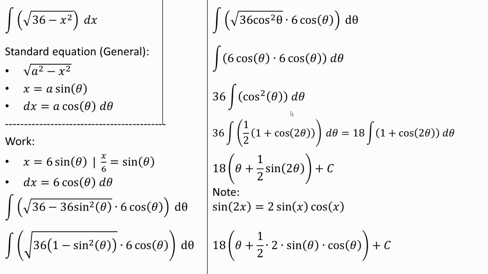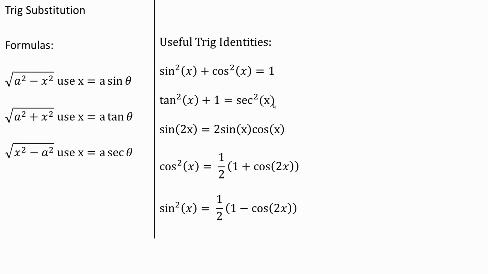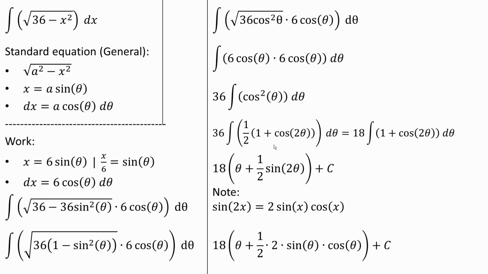And now we need to apply another trig identity. This one maybe you don't remember, and it was this piece right here. Cosine squared x is equal to 1/2 parentheses 1 plus cosine 2x, close parentheses. And so we simply swap, and this is what we get. And now we can take this 1/2 and put it in the front. So 36 times 1/2 is 18. The integral of 1 plus cosine parentheses 2 theta, then d theta. And we get theta plus 1/2 sine 2 theta, close parentheses, plus c.